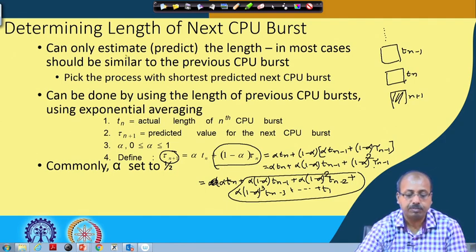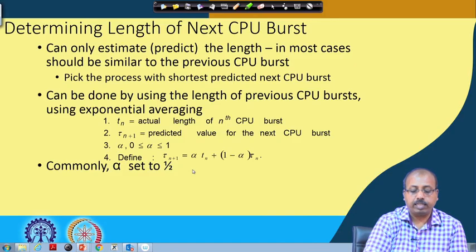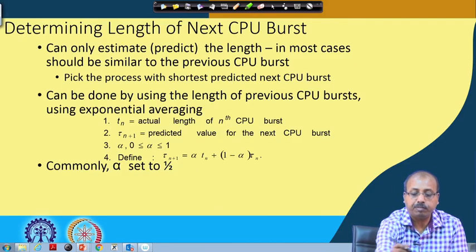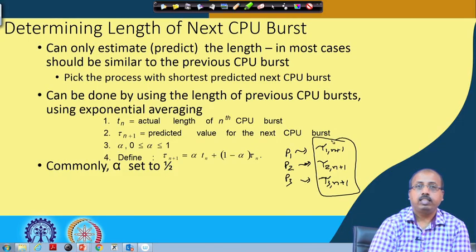This way we can have some prediction for the n plus 1th CPU burst for the process, and accordingly we can take a decision. If we have, say, processes P 1, P 2 and P 3 in the ready queue, for each of them we know their tau value. So, we have the prediction tau 1 n plus 1 for this one, tau 2 n plus 1 for this one, and tau 3 n plus 1 for this one, and we use these tau values to take a decision on which process should be scheduled next.